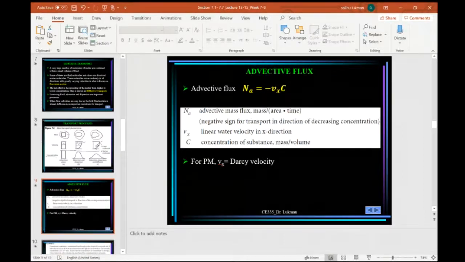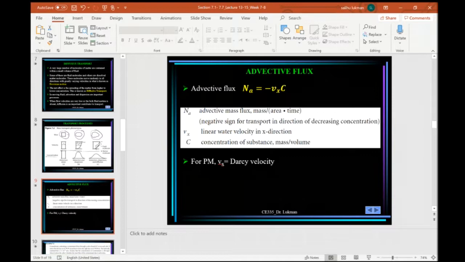Now we will look at the formulation, the flux. We talked about the flux, which is the movement of the contaminant in mass per unit area per unit time. So we will look at the advective flux, the dispersive flux, and the diffusive flux, because all this will help us understand the contaminant transport. Remember, this chapter is about contaminant transport.